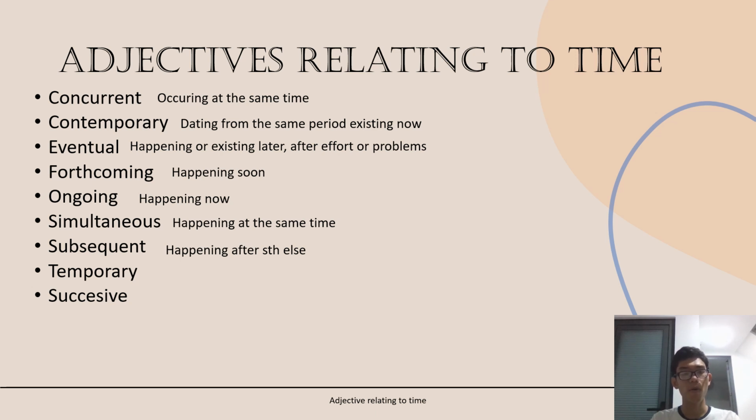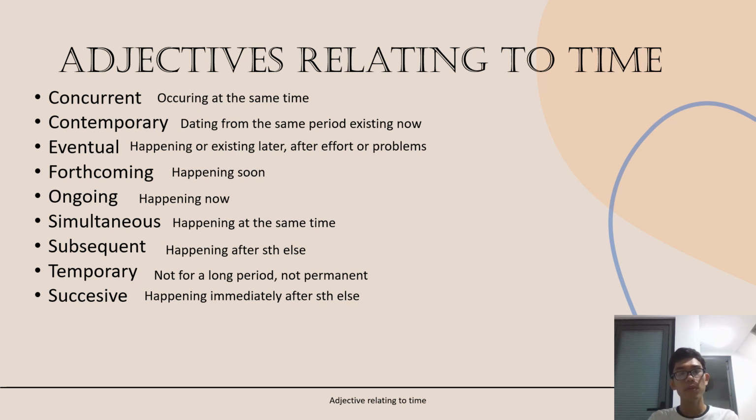Next one is temporary. Temporary means something not for a long period, not permanent. For example, volunteers built temporary shelters for the survivors. The final word I will show you is successive. Successive means something is happening immediately after something else. For example, there has been low temperature for two successive months.